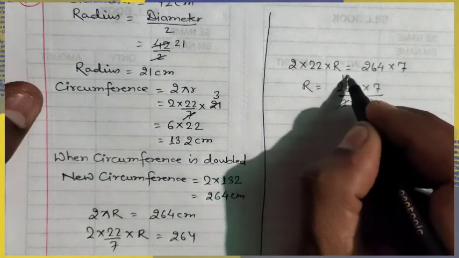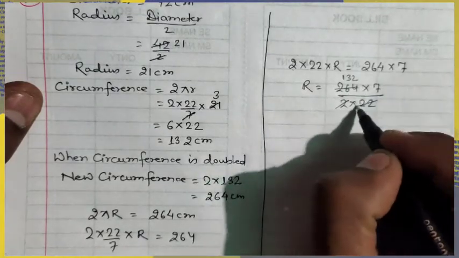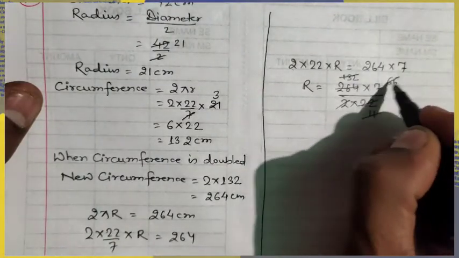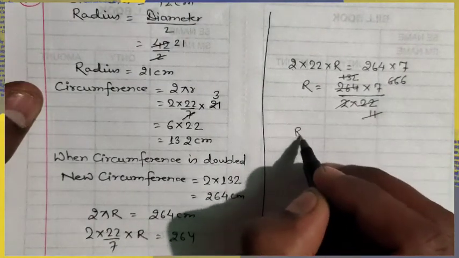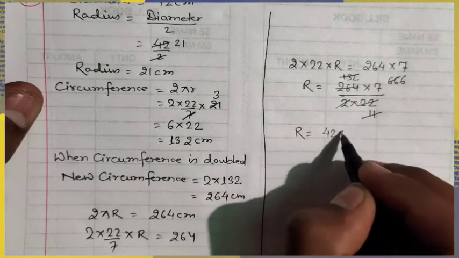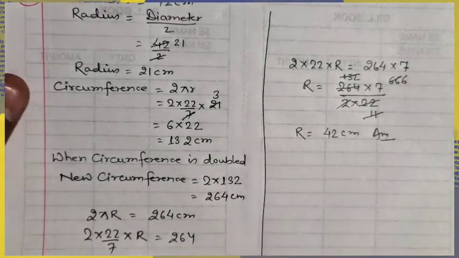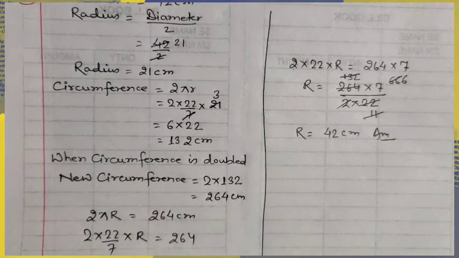2 1 ja 2, 2 3 ja 6, 2 2 ja 4. 2 1 ja 2, 1 ja 2, 2 6 ja 12, 2 6 ja 12, 11 6 ja 66. Now radius will be 7 into 6, that will be equal to 42 centimeter. This will be the radius of new circle. It means that if we double the circumference, radius is also doubled. Hope that this question is also clear.